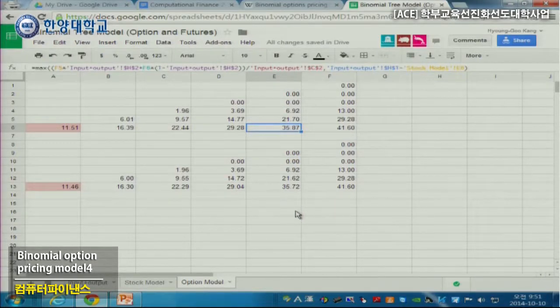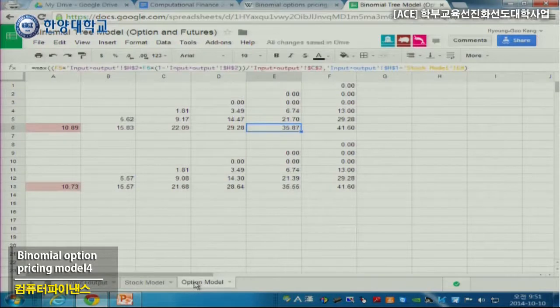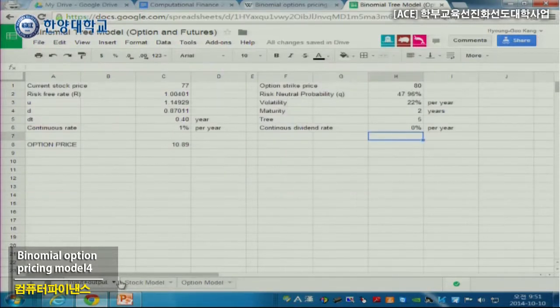Okay. In this example, with dividend it is 11 something, and then if we make the dividend rate 0, suppose there is no dividend, then the put option price goes down. This is why. Why do put option prices, both American and European, go down if there is a dividend? It goes up if there is a dividend.